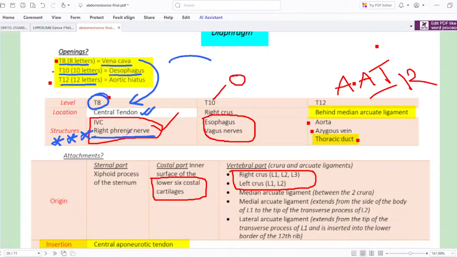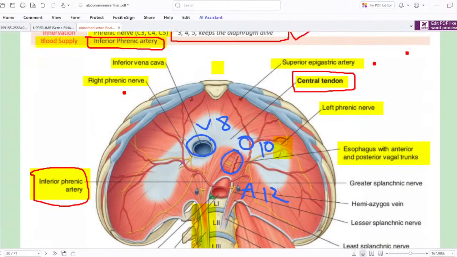Remember, right phrenic nerve again. This is the vena cava opening at T8 level, with the main structure inferior vena cava along with the right phrenic nerve. So what about the left phrenic nerve? Which opening does it pass through? The answer is no opening. The left phrenic nerve doesn't cross through any opening; it directly pierces the diaphragm and supplies the inferior surface of the diaphragm.